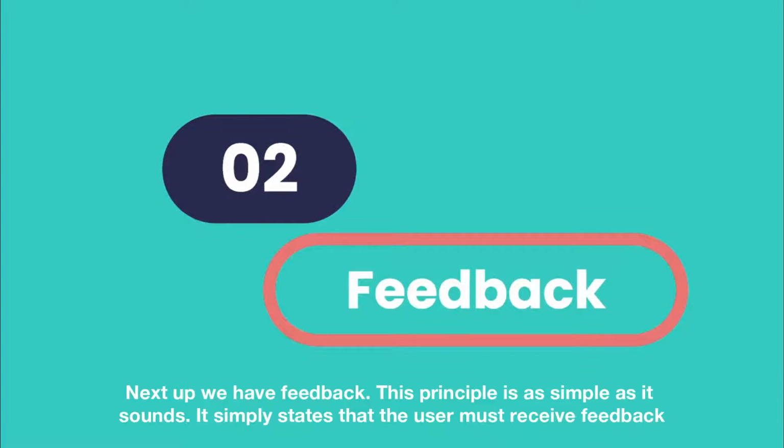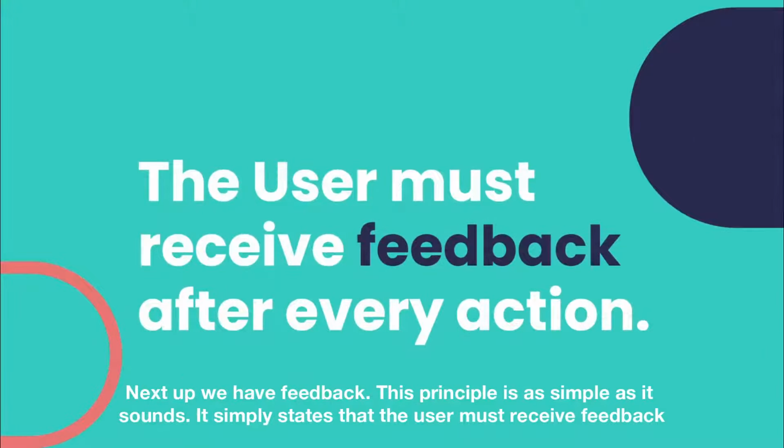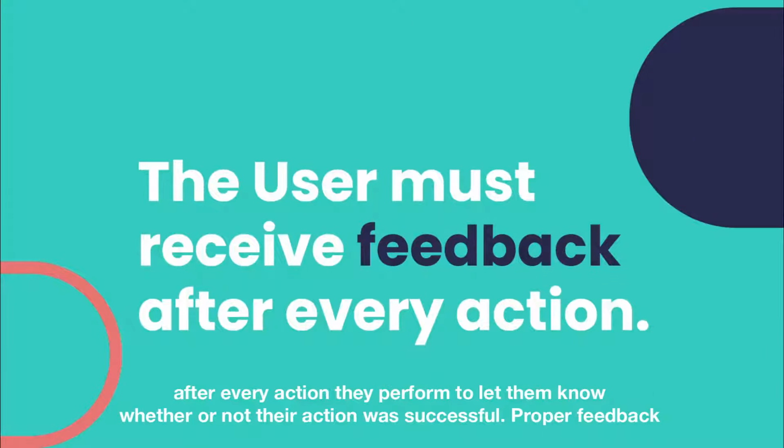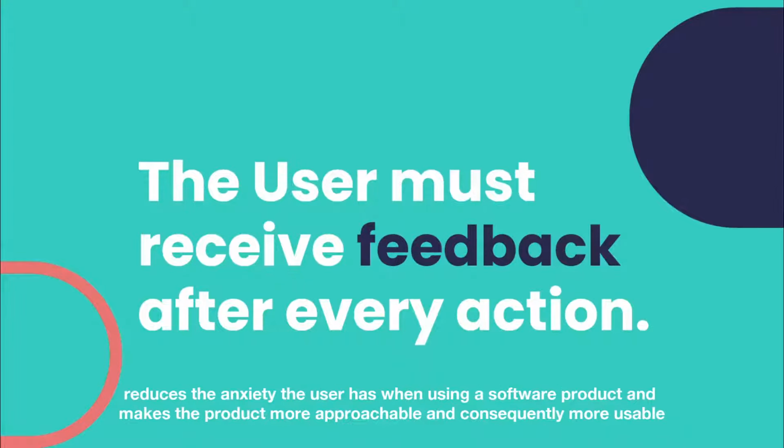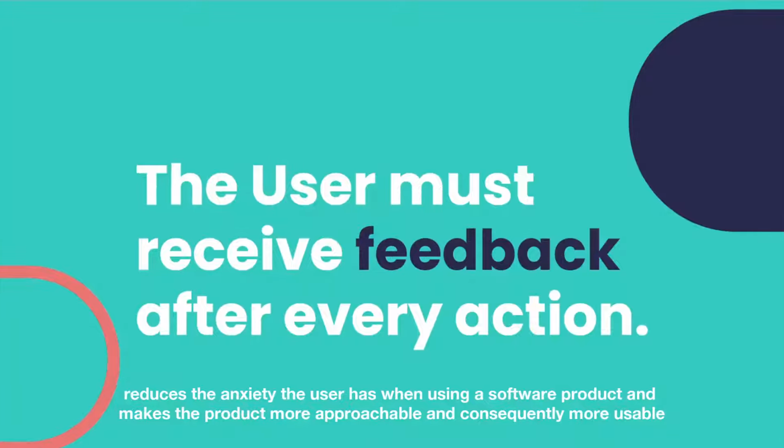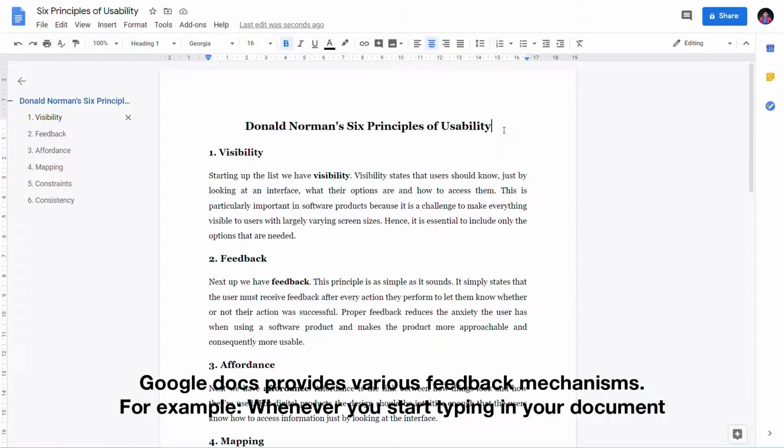Next up we have feedback. This principle is as simple as it sounds. It simply states that the user must receive feedback after every action they perform to let them know whether or not the action was successful. Proper feedback reduces the anxiety the user has when using a software product and makes the product more approachable and consequently more usable. Google Docs provides various feedback mechanisms.